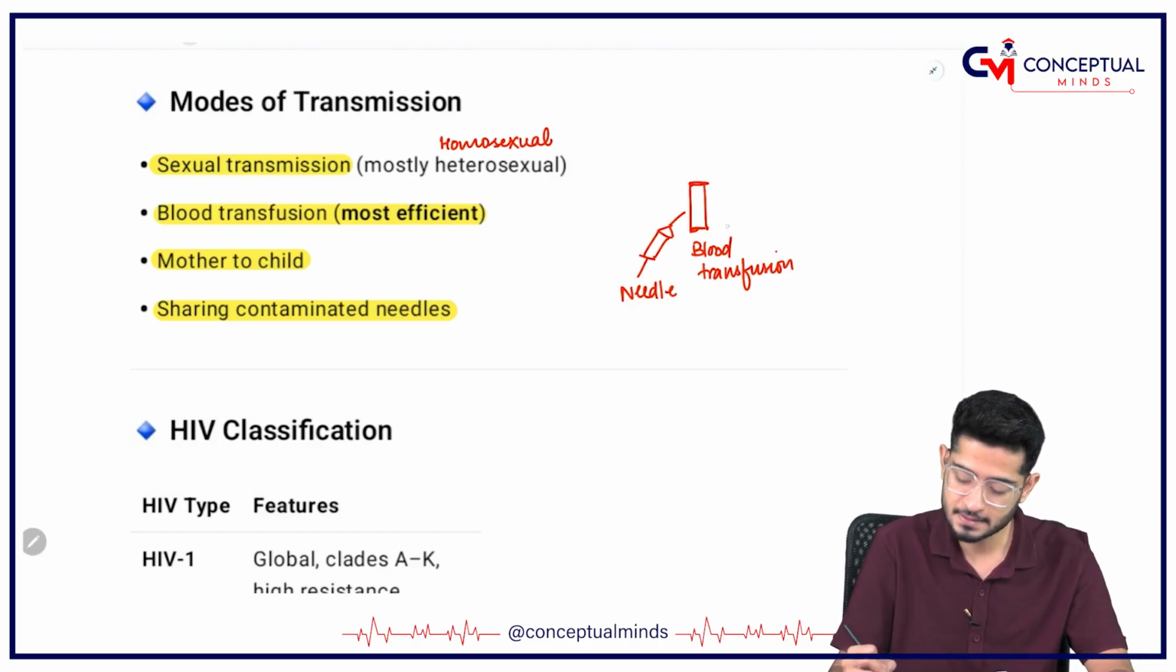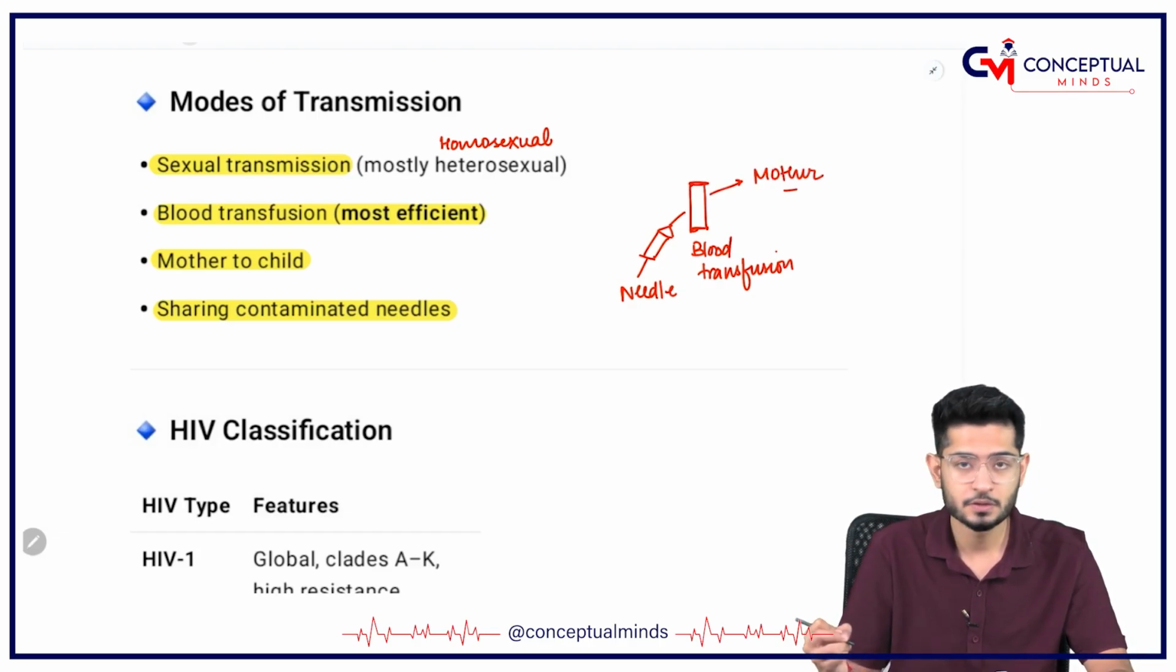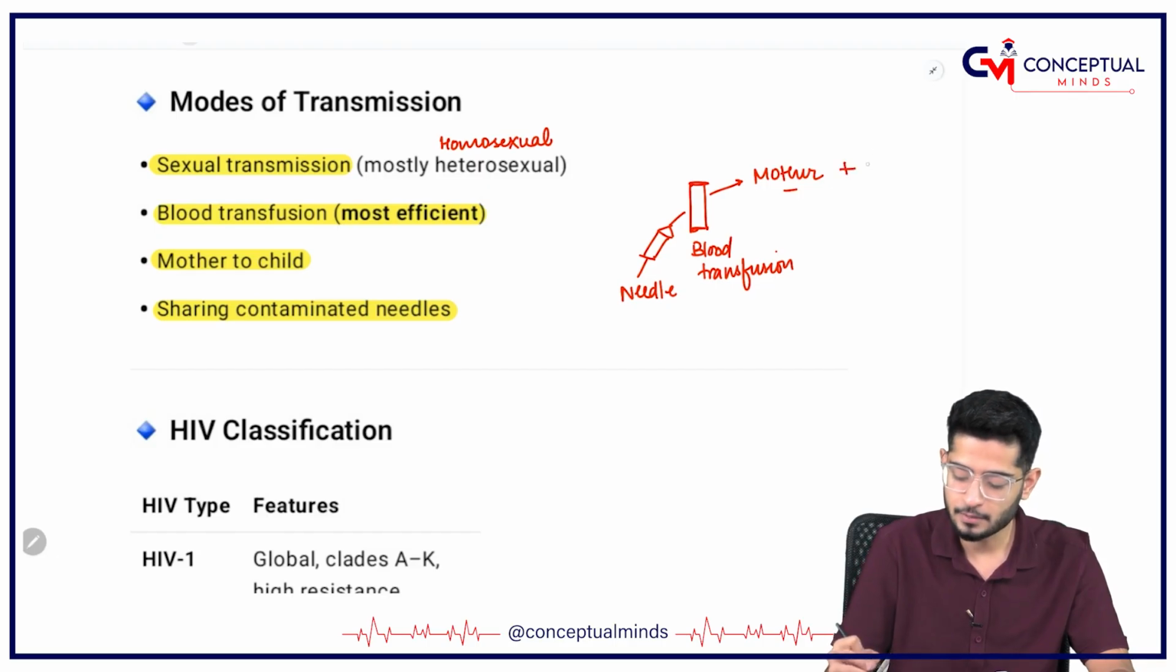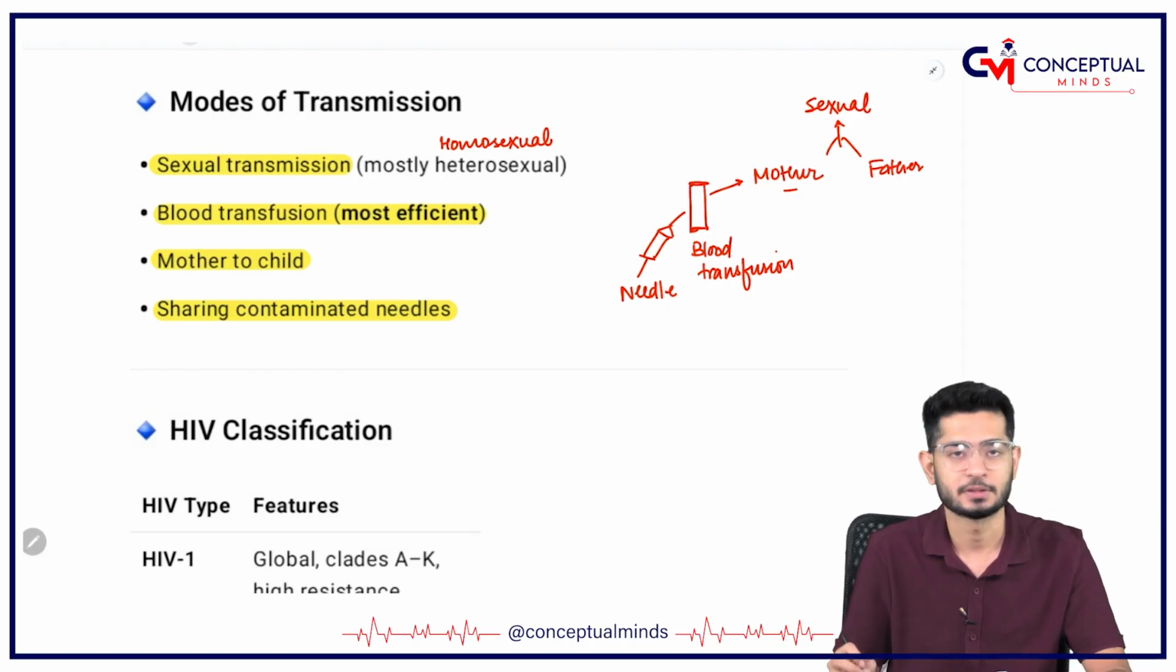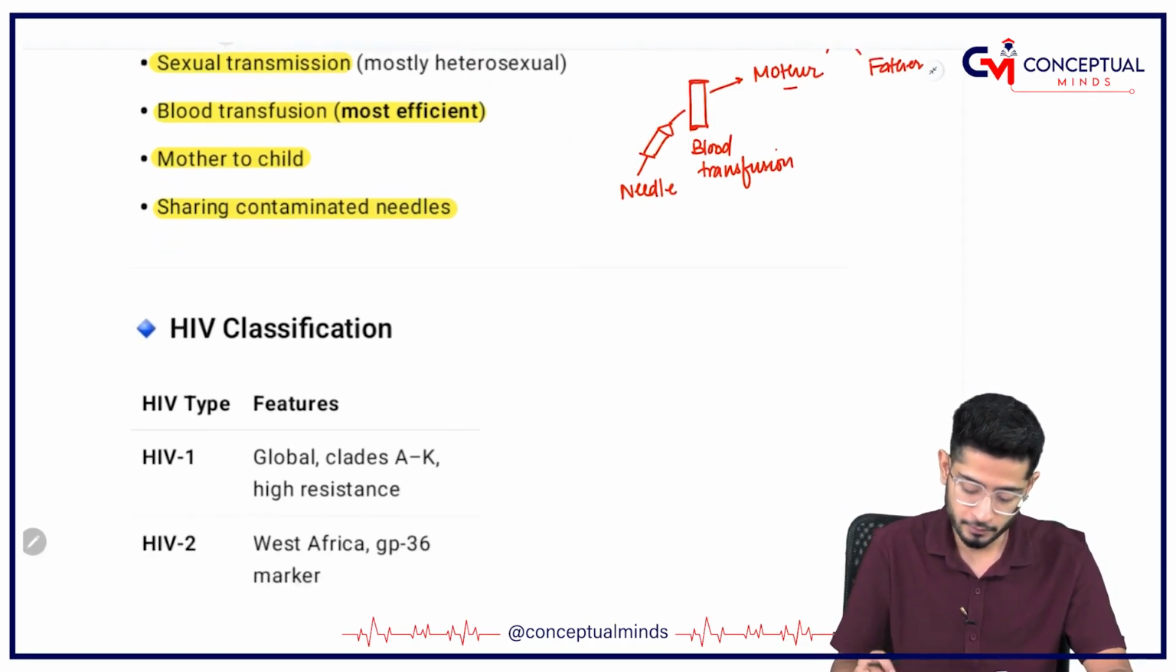And supposedly this is the blood vessel of a mother, so mother to child transmission is also there. Plus one more thing which you have to understand is father to mother. So you can remember like that you have got sexual transmission as well for this, okay? So this is the mode of transmission.